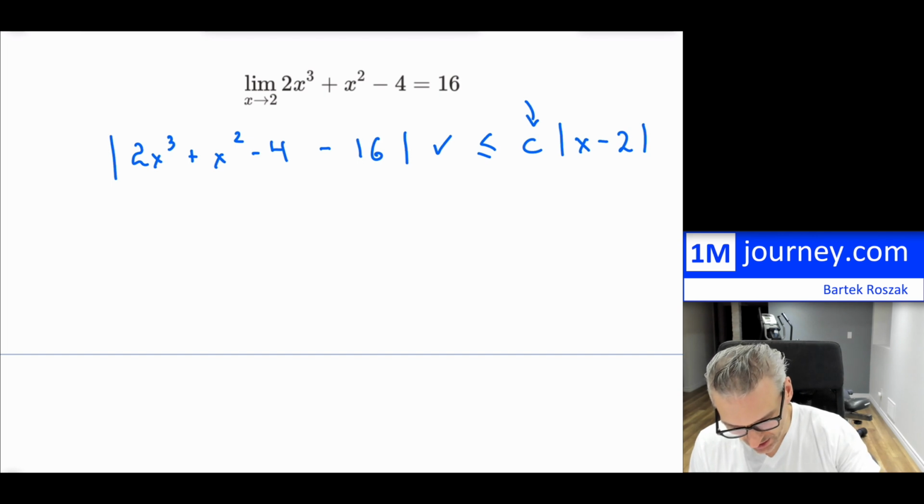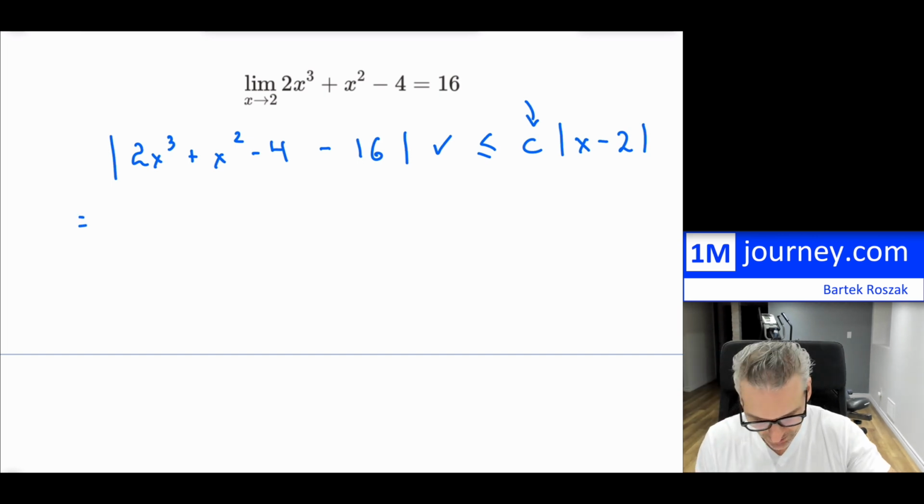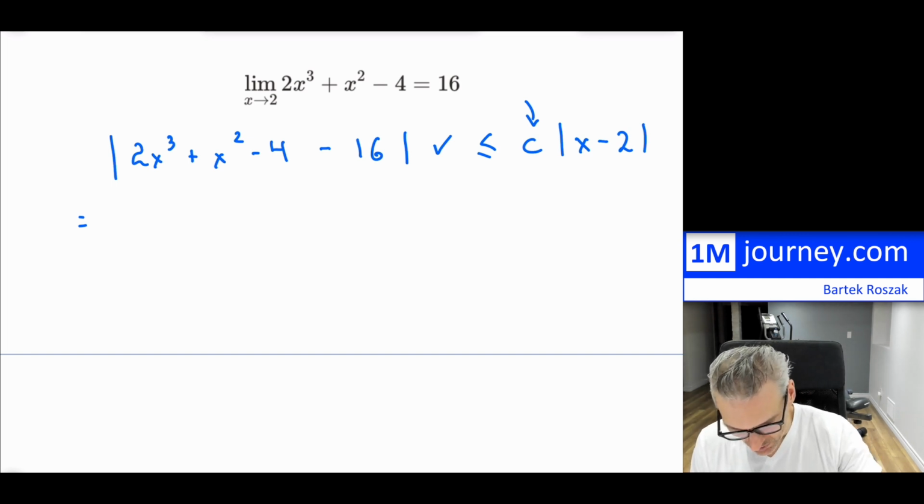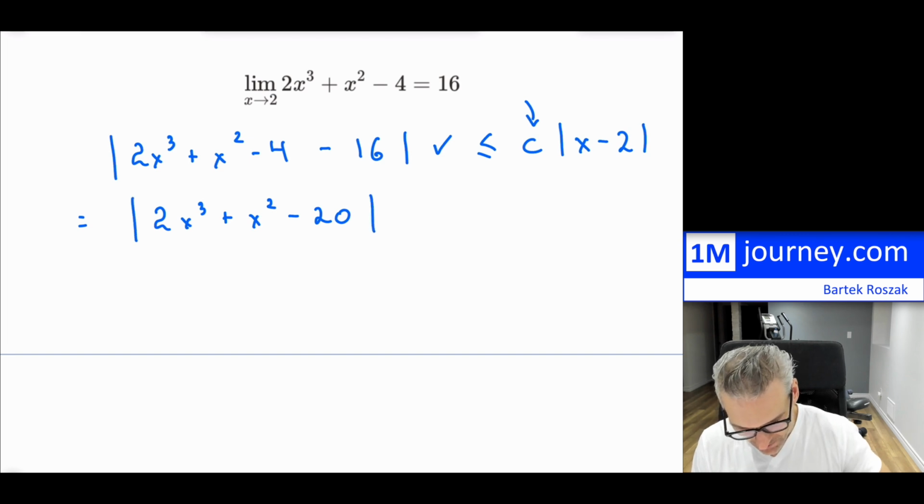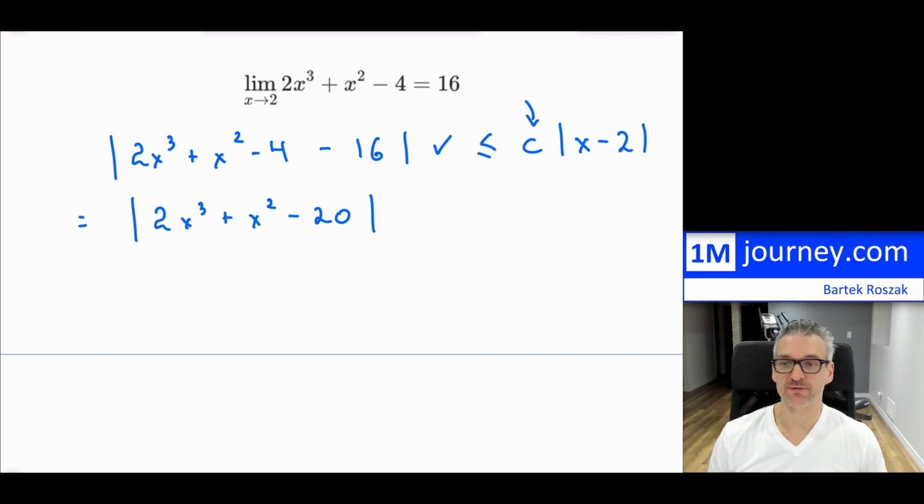So now let's take a look. I'm going to break this down right here. When I say equals, I'm referring to the one right above there. So we'll have x cubed plus x squared minus 20. So that's what we have. Now, when the function was linear, it was very easy.